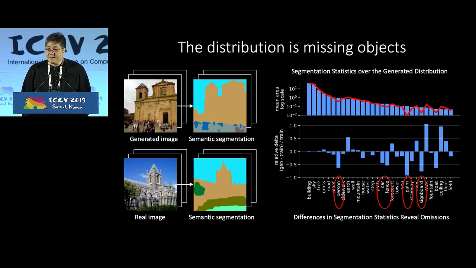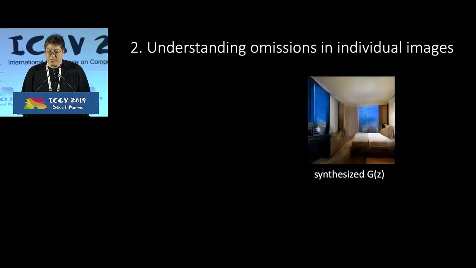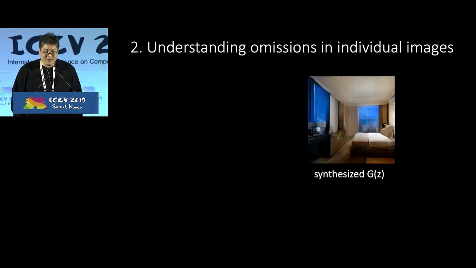And so that leads us to this question, which is, what does that actually mean? What does this look like in a real image? Let's take a look at an example hotel room. And so this hotel room is a pretty reasonable example. It's got a good looking bed, nice view here, and some furniture in the room. But it's actually a minimal room that was generated by the GAN that's missing lots of stuff.